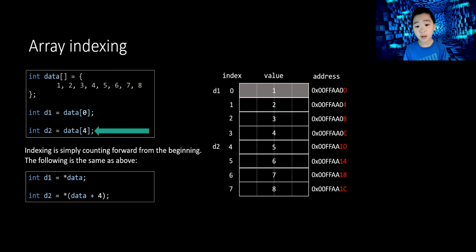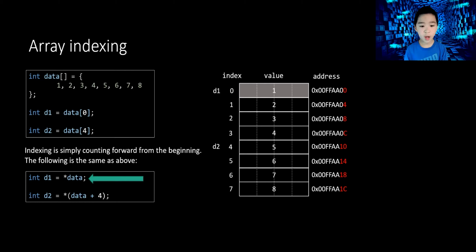The index is simply counting how many objects to move forward from the beginning of the array. We just mentioned that the variable data is just a pointer to the first element in the array. That means if we dereference it, we'll get the first element in data, which is 1. Here, D1 will get the same value as the first element in data.